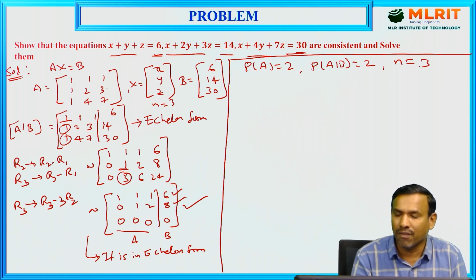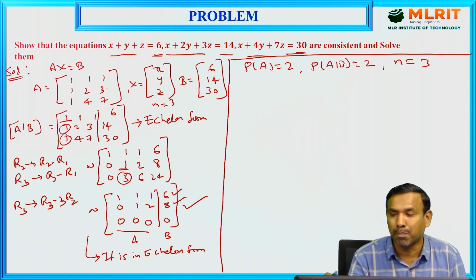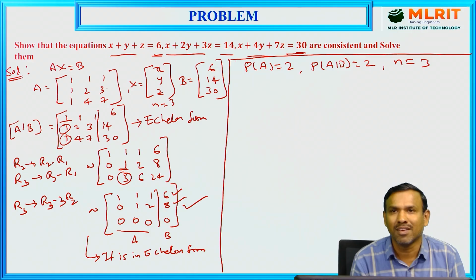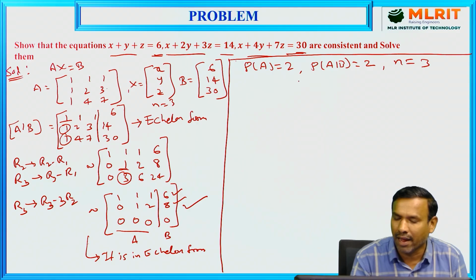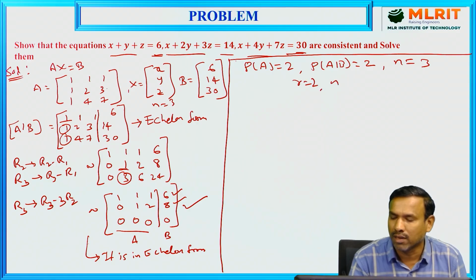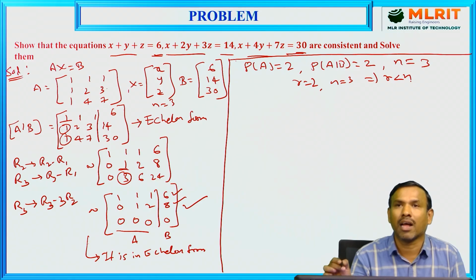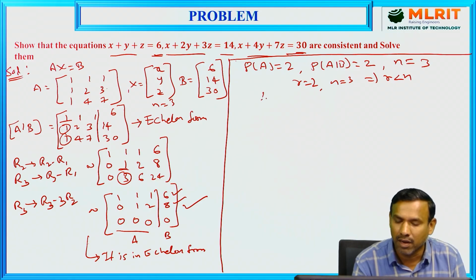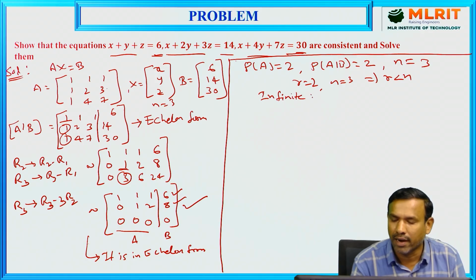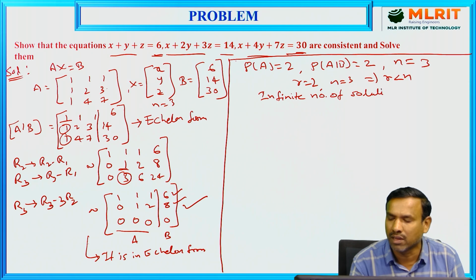Now rank of A is equal to rank of A|B, but less than the number of unknowns, which we have discussed very clearly. That means infinite number of solutions. This is the r less than n case. Here rank is 2, unknowns are 3. In this case, the system will have infinite number of solutions. This case is important. Most of the students make mistakes here.